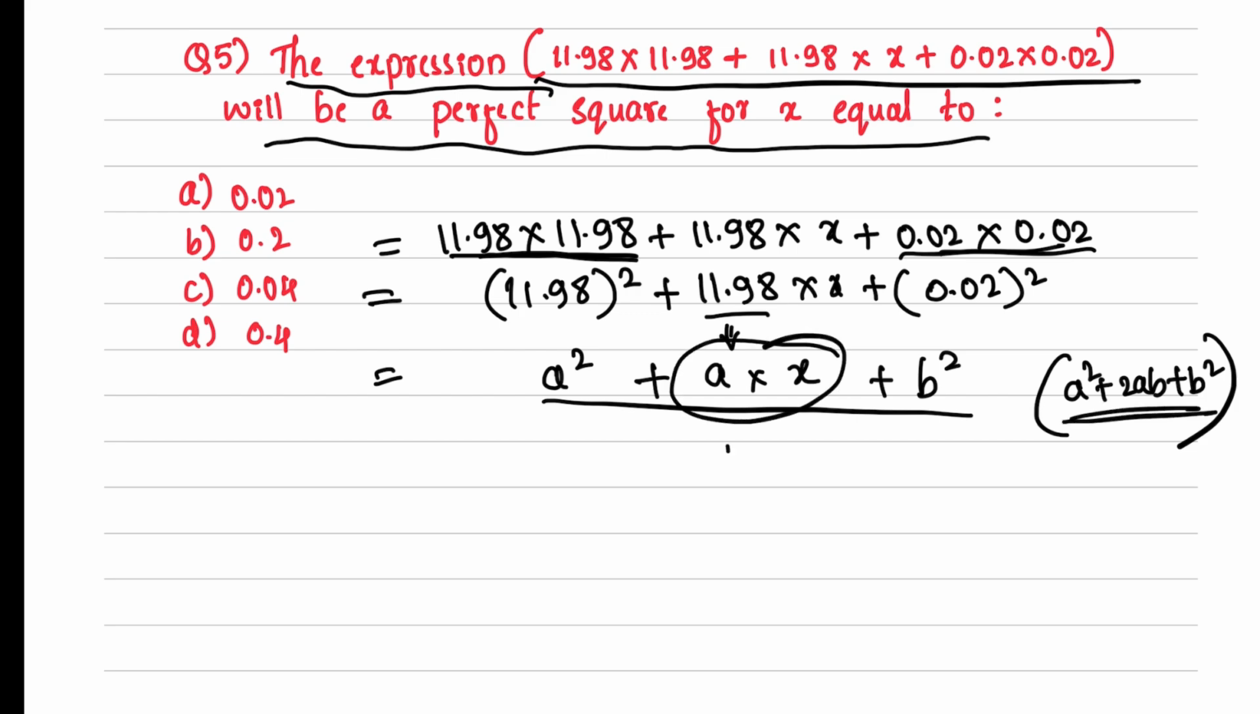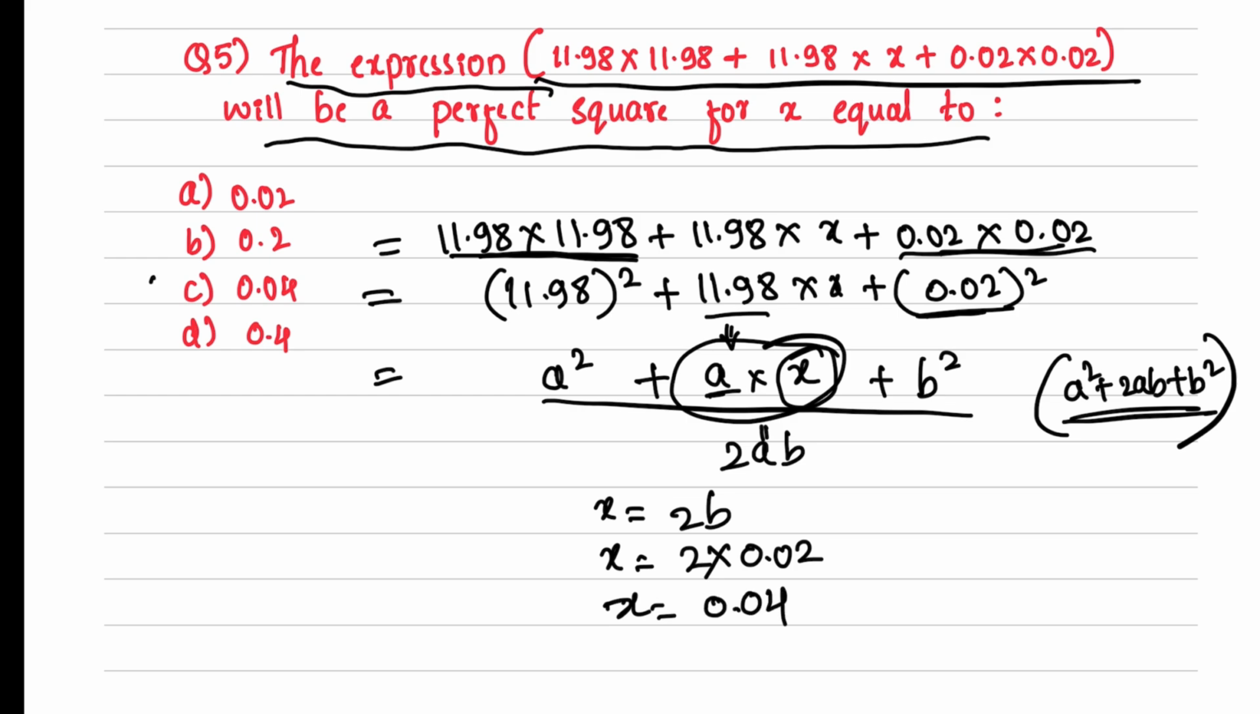So this will be the 2ab, and you already have a here. Here also a is there, here also a is there. Means x, you will get to know x as 2b. So x value will be 2b. So x equal to 2 into b value, means this 0.02, and you will get x value as 0.04. Option C is the right answer. See, nothing calculation is here. Only if you know this formula, then directly you can come to know that here only we have to find the 2b value, which will be 0.04.